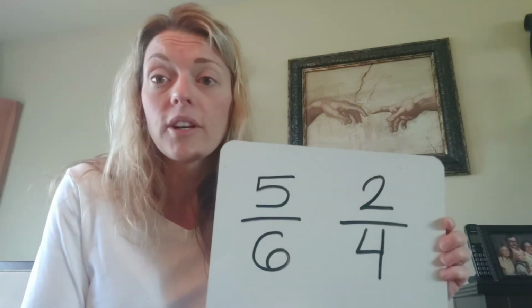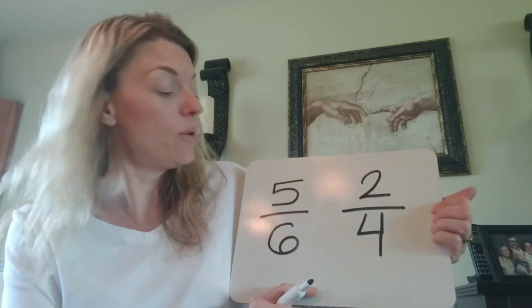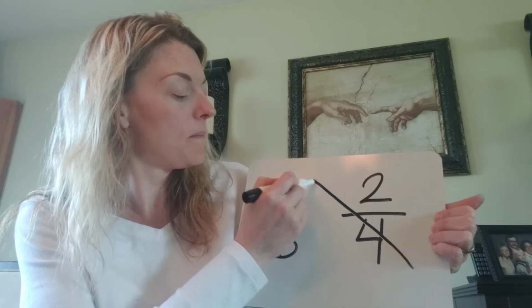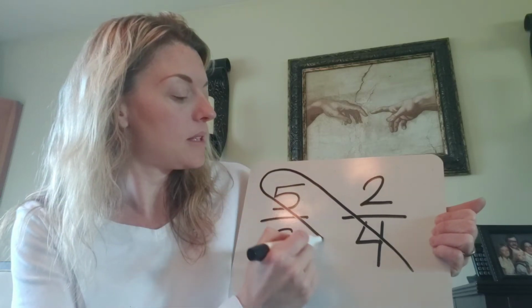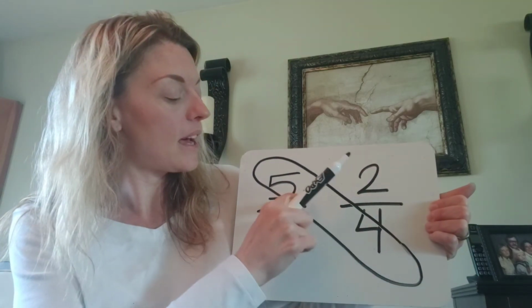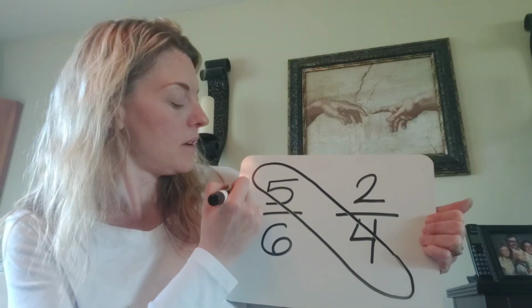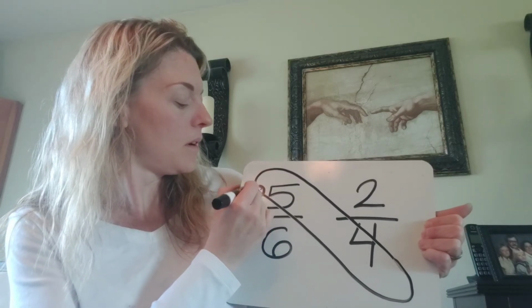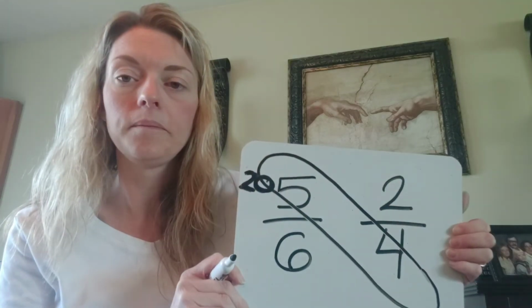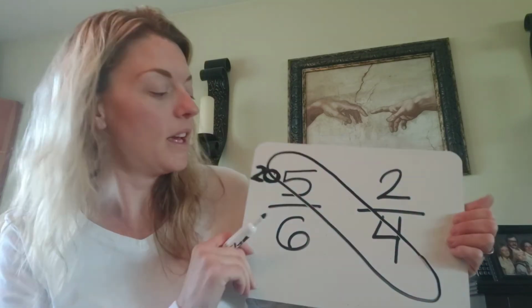5/6, 2/4. Different numerators, different denominators. I'm not sure how to compare them. Let's do it. First wing, 4 times 5. 4 times 5 is 20. Write your product right up there so you don't forget it. Okay. 4 times 5 is 20.